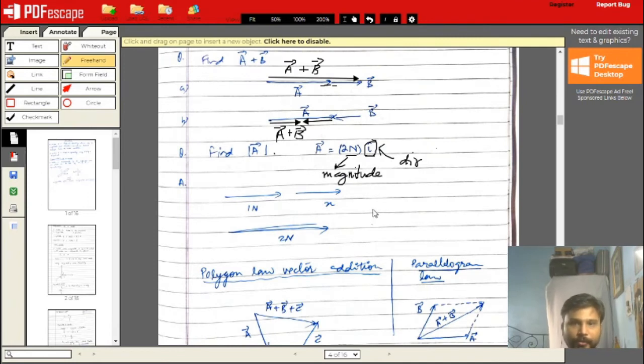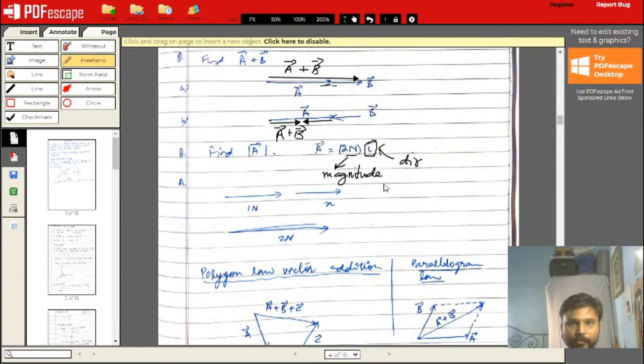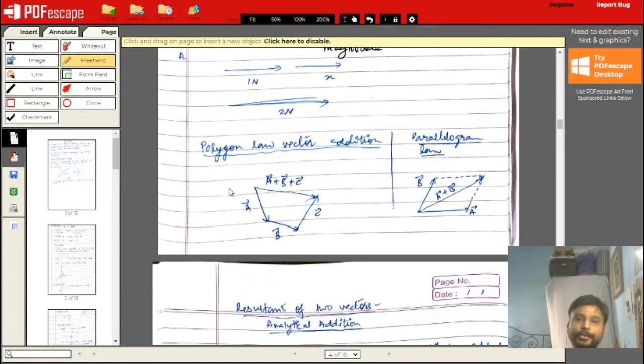So here we have drawn 1 Newton. We have doubled it, so it gets 2 Newton. So that's the magnitude. Next we have the polygon law of vector addition.